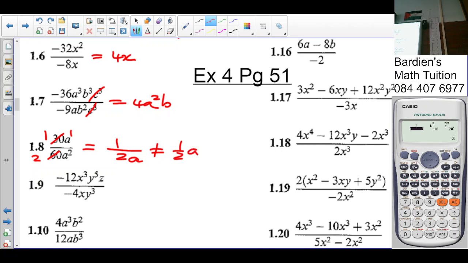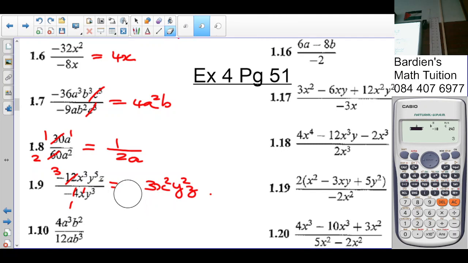Okay? The next one, 1.9. Correct? For negative divided by negative is positive. 4 goes into 4 once, 4 goes into 12 three times. More x's in the numerator, not so? Okay, x. 3 minus 1 is 2. Where's the more y's? Top. So it's y squared z. So z is only in the numerator. If you put it over 1 and then drop the 1 in the next step, no problem.